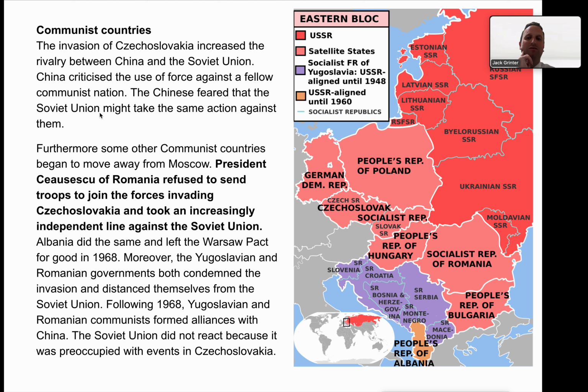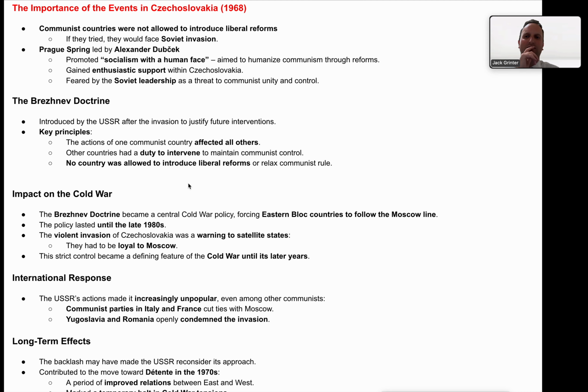They were worried that the Soviet Union could one day invade them, and we spoke before about some of those other communist countries in Europe. But communist countries began to move away from Moscow. So the President of Romania refused to send troops to invade Czechoslovakia. And Albania did the same, and they actually left the Warsaw Pact in 1968. Yugoslavia condemned the invasion. And so there's a real fallout from this invasion that takes place.